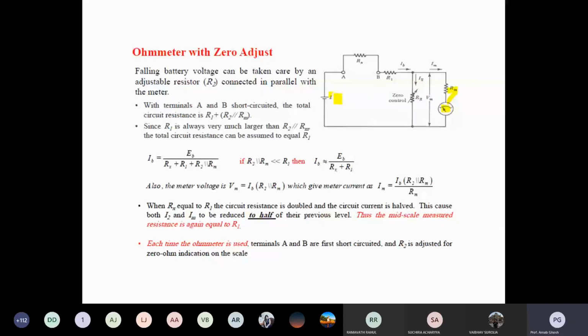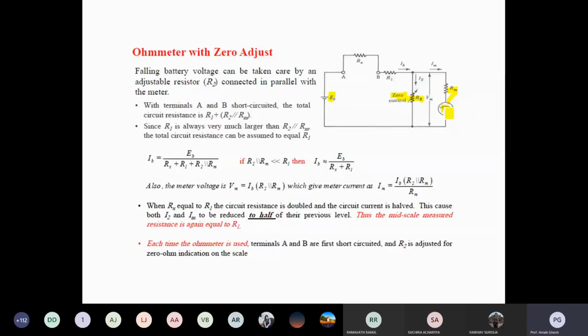But how to make it 0? So you can use some shunt resistance. For the initial condition, that shunt path, meaning RZ, is less than your Rn. So initially all the current will be flowing through this RZ path. So that may cause the ammeter value to change to 0. That's the condition for the ohm meter with the 0 adjust configuration.